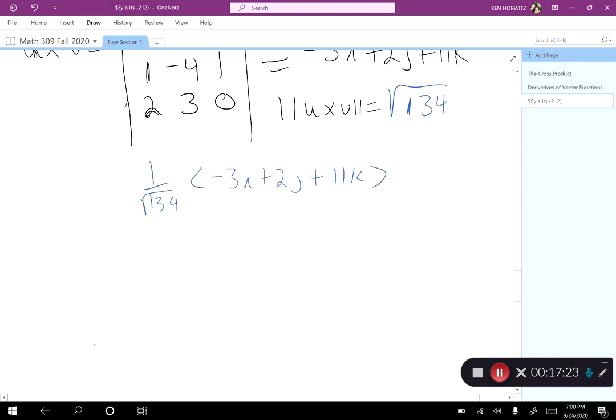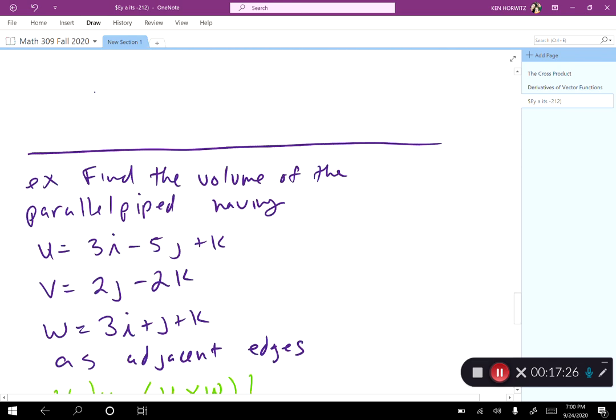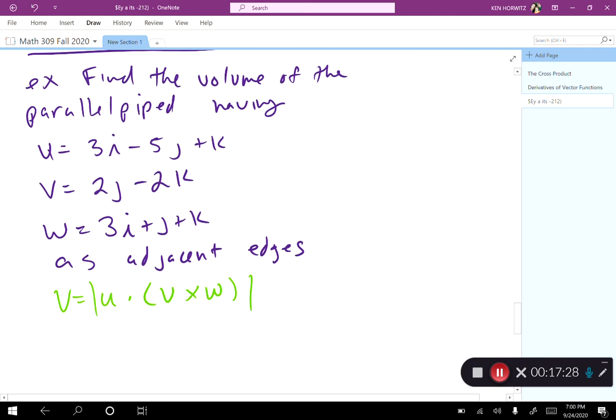All right. Now we have some interesting problems here. Find the volume of the parallelepiped having those three as adjacent edges. Now I've already provided you with the formula.